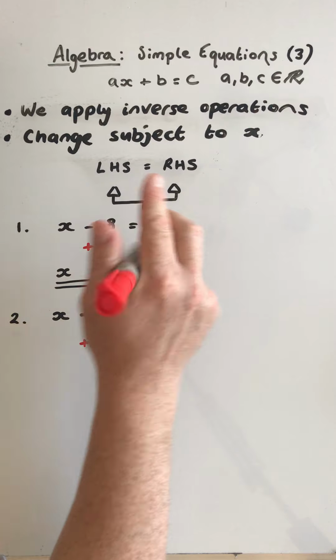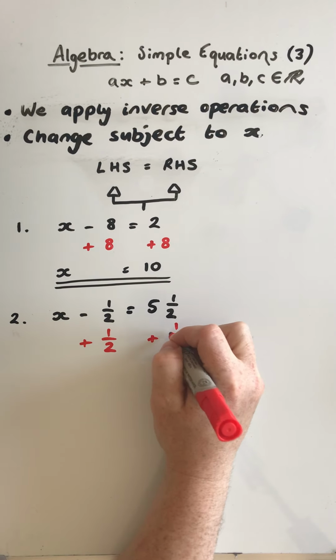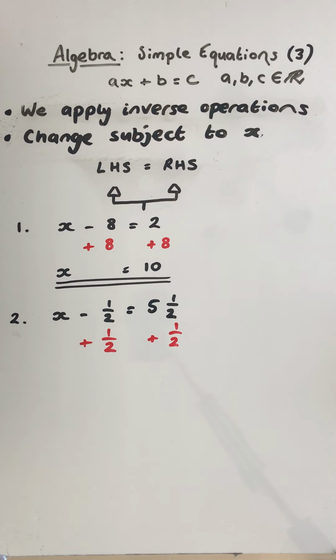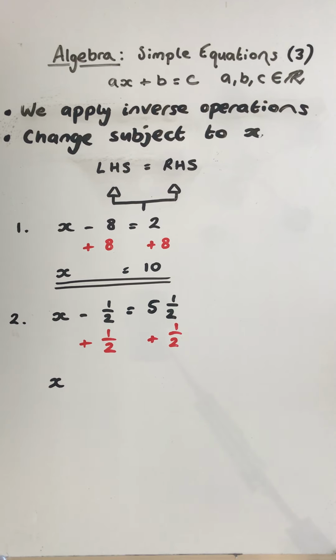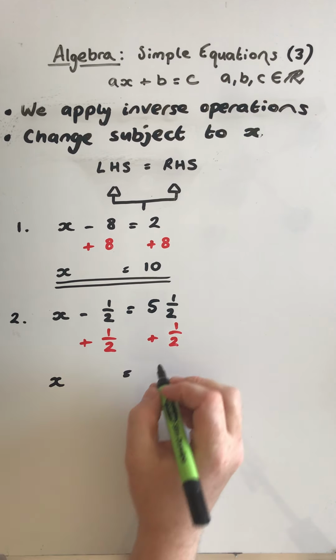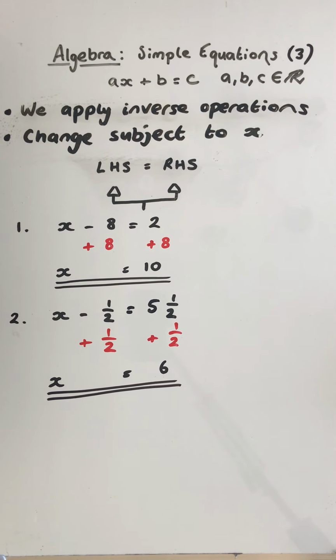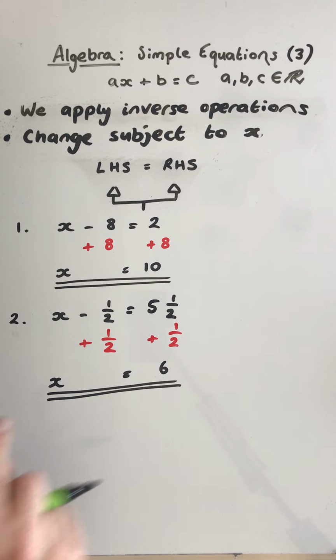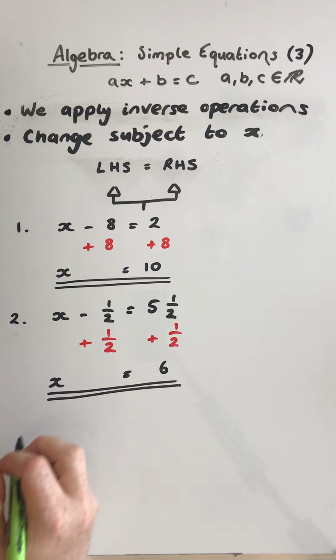Because this is a set of scales, the left hand side is equal to the right hand side, then we must do the same to keep it balanced. Okay, so we've got x minus a half plus a half is 0, 5 and a half plus a half is 6. Now, by now you should be very familiar with wholes, part wholes, addition and subtraction of fractions. Okay.